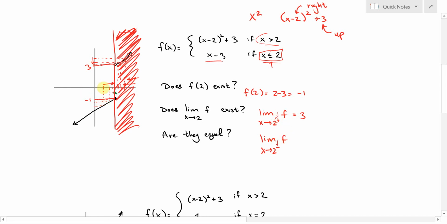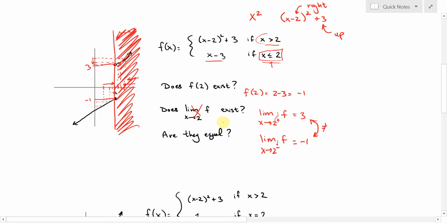So as we pick values to the left of 2 and start approaching it, it looks like it's going to equal -1. So this equals -1. What you'll notice is these two values are different, of course. They're not equal to each other. So the two one-sided limits exist, but they're not equal. And because they're not equal, we say that the limit itself does not exist.